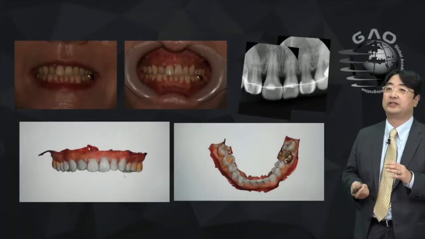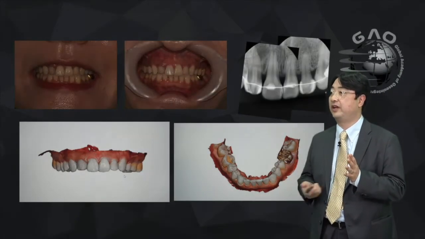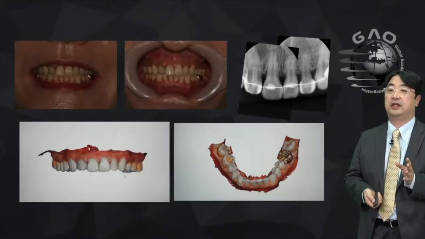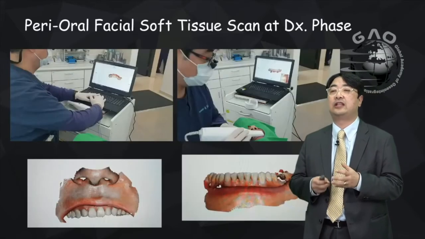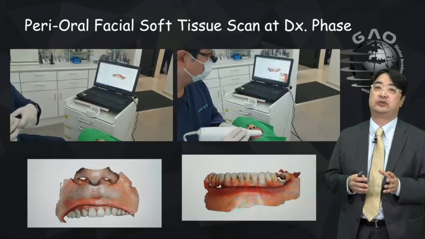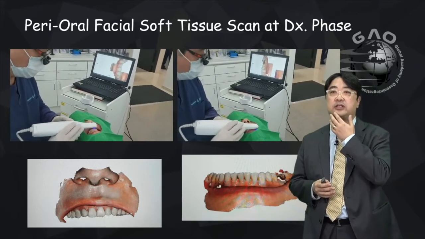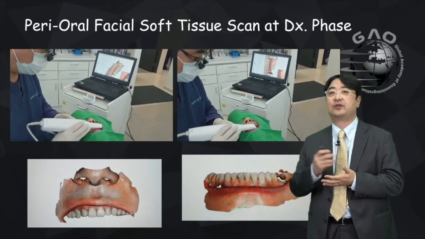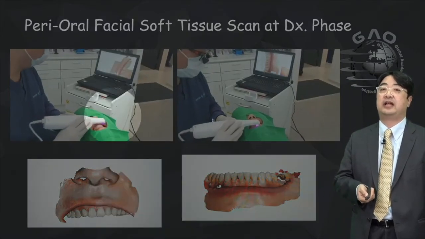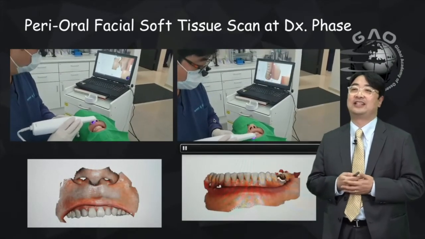So the first thing I did was caries control and root canal treatment for some teeth, right? Then I made the first set of data, the upper and lower dentition. Another thing I did was duplicate the upper and lower data. Then I started scanning the soft tissue around the oral cavity. I call it the perioral facial soft tissue scan for diagnosis. As you see, for the upper dentition, I'm attaching the upper lip and nose. For the lower dentition, I'm attaching the lower lip.